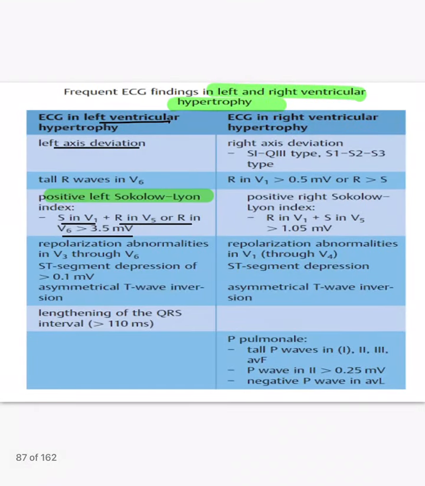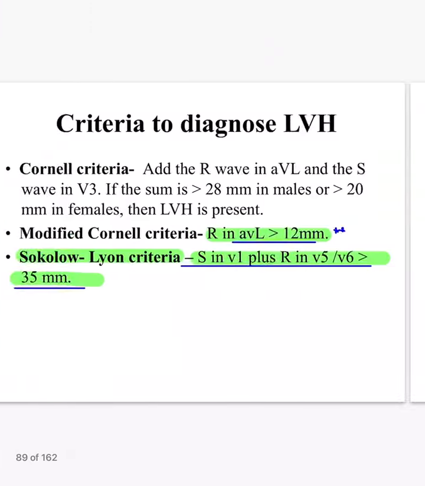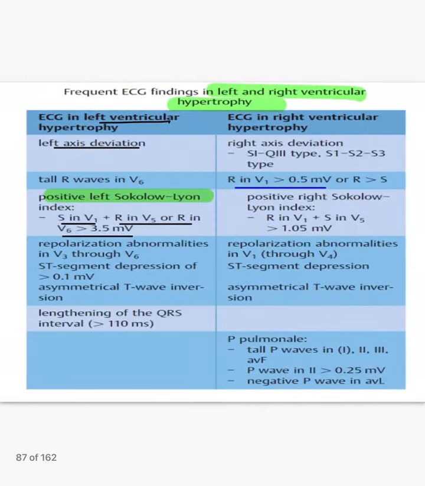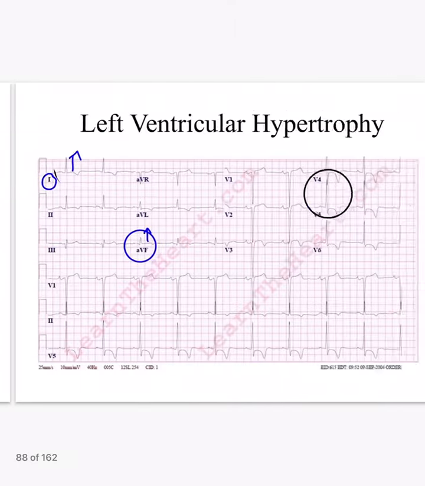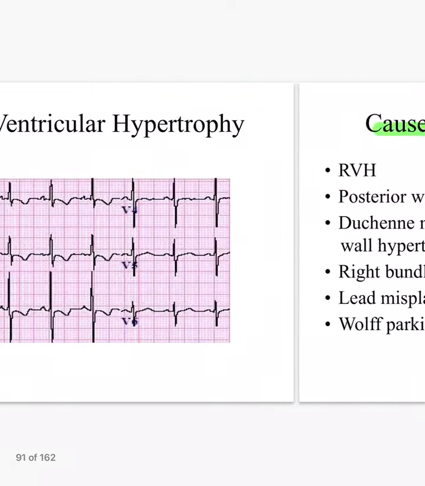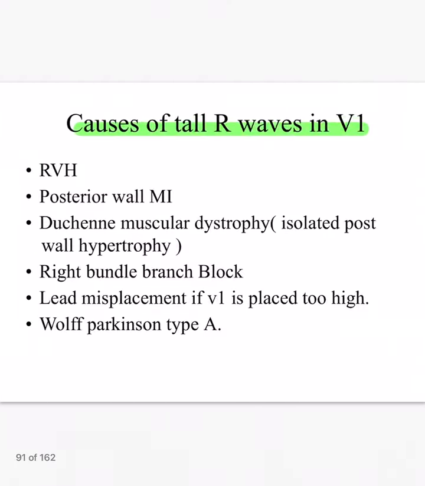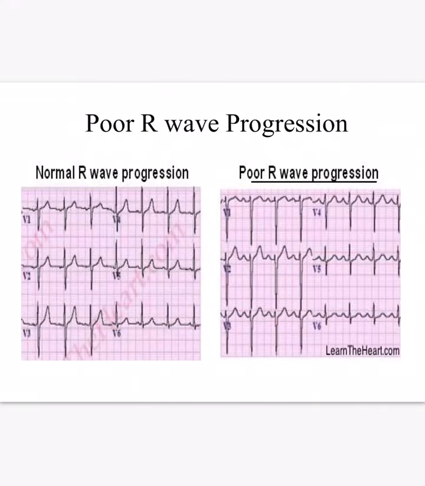So what were the criteria for right ventricular hypertrophy? R wave in V1 is more than 0.5 millivolt. One criteria can be this. Okay, R wave in V1, do you see, is it more or not? See how much it's increased. That is, R wave in V1 is more than 0.5 millivolt. You have the right axis deviation in this type of graph, and in right ventricular hypertrophy P pulmonale may also be present. It's fine, it's not a very specific thing. Okay, so this was about your right ventricular hypertrophy.